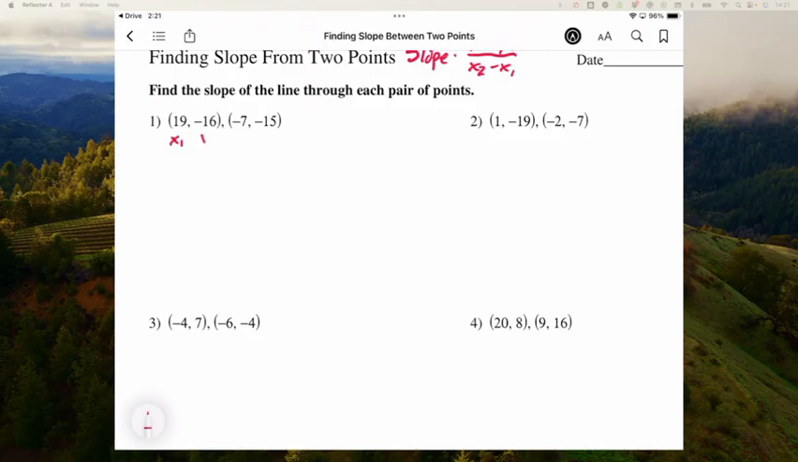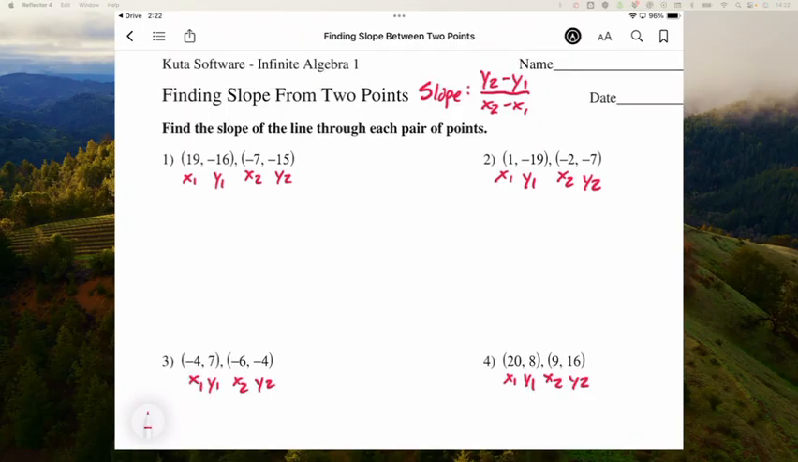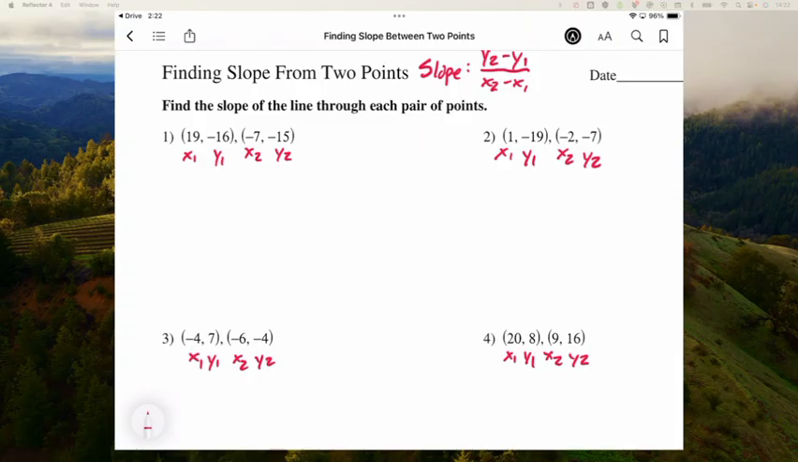I'm going to go fairly quickly because this is just plugging numbers in and solving a formula. This will be my x1, my y1, x2, y2. I'm going to go ahead and label a bunch of these. I'm going to pause and then come back after I get these labeled. So I went ahead and labeled this whole page. And I'm going to move on with finding the slope of this first one.